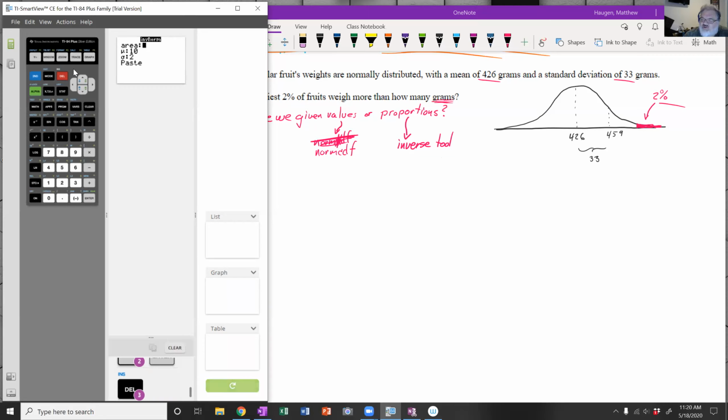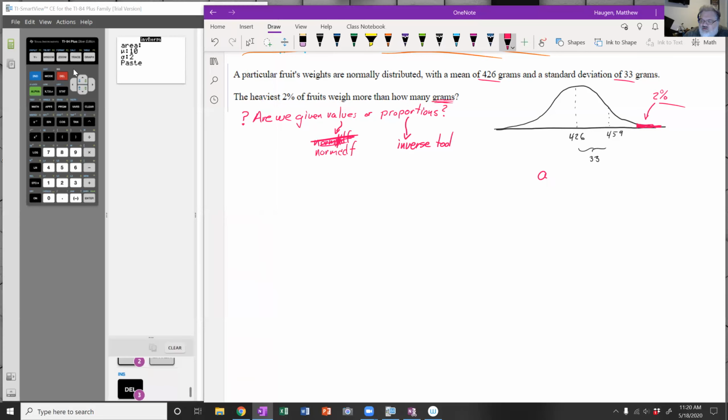Because remember, these areas are proportions. So when it asks for area there, think of area as a proportion, or if you prefer, a probability. That grams is a weight, it's an amount, it's a value. The probability that we're told is that 2%, right? But is that what we're going to put into the tool? This is where these questions can go a bit awry.